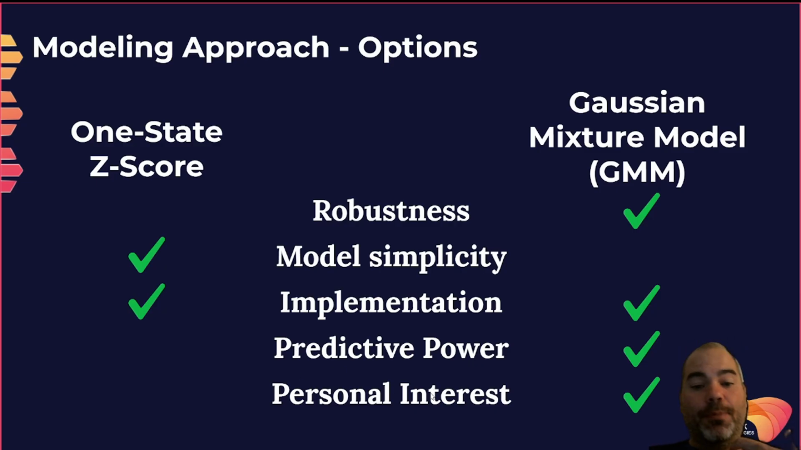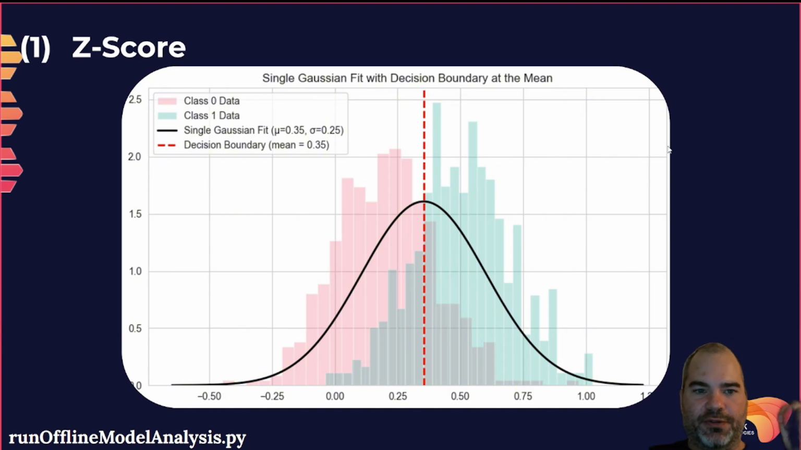as good. And I had personal interest in the Gaussian mixture model because it's a little bit more challenging. Recently I built a one-state z-score for a different problem, and it was very fresh in my mind how it was going to behave. So I was personally interested in Gaussian mixture models. This is why I preferred the Gaussian mixture model, but like I said, I built both for this video.